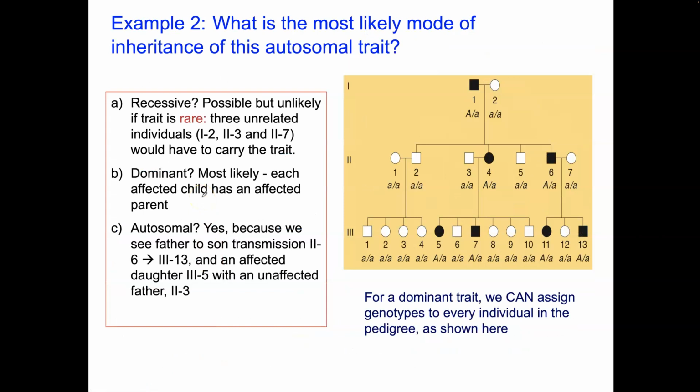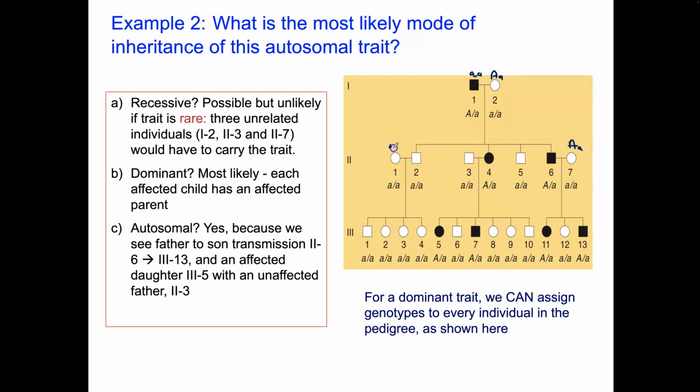Now, for another case here, again, I want to point out, it's possible that this would be a recessive trait. So everybody who has it is homozygous recessive, and then every single person who marries into this family has to be a carrier, right?